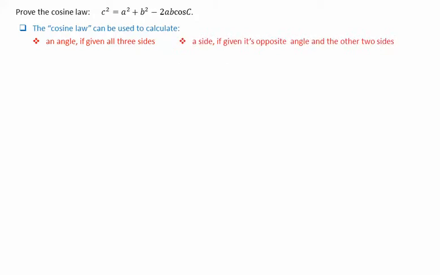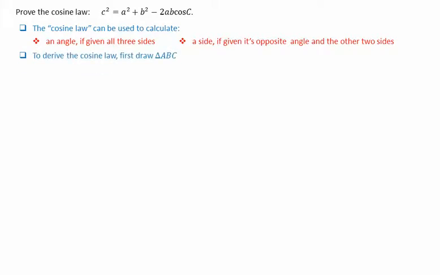Prove the cosine law. C squared equals a squared plus b squared minus 2ab cosine angle C. The cosine law can be used to calculate an angle if given all three sides, or a side if given its opposite angle and the two other sides.